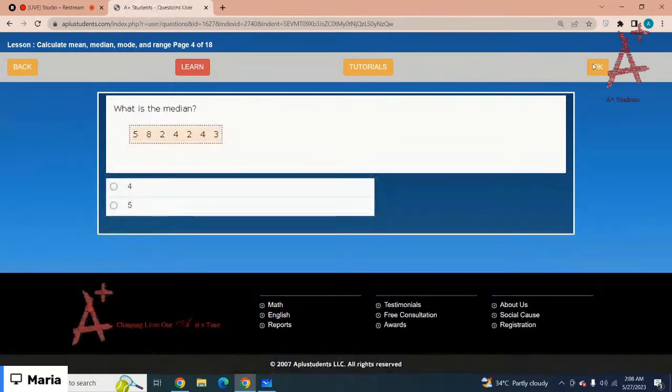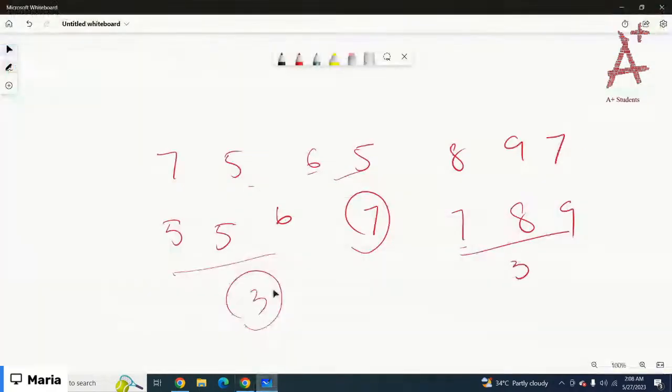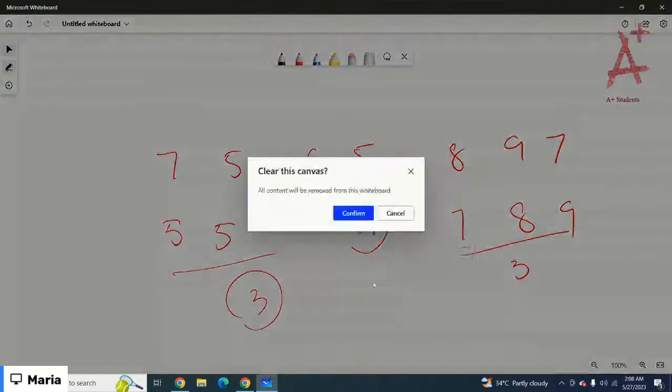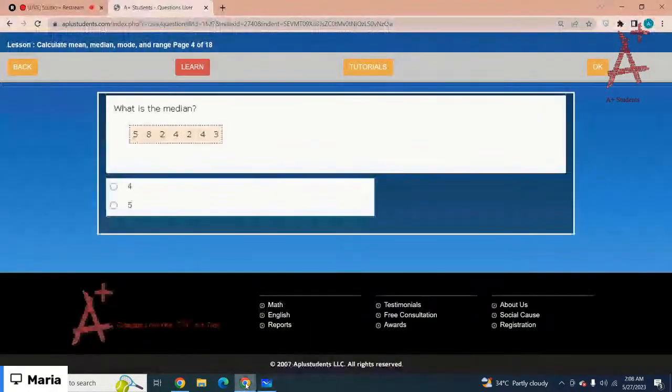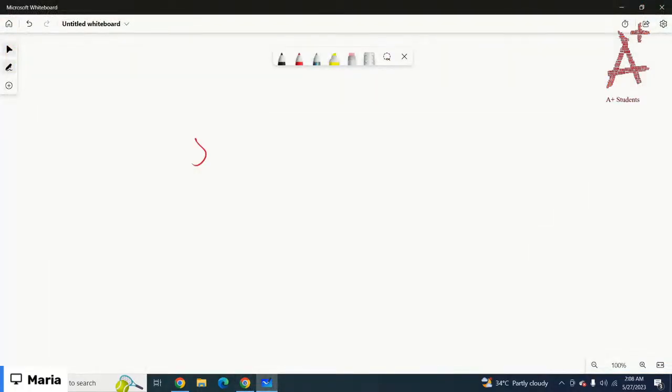Okay, what is the median? So you have to calculate the median again. For the median, you have to arrange the numbers from least to greatest and look for the number that is the middle one. So let's just write them down: 5, 8, 2, 4, 2, 4, 3. Let's just arrange them.